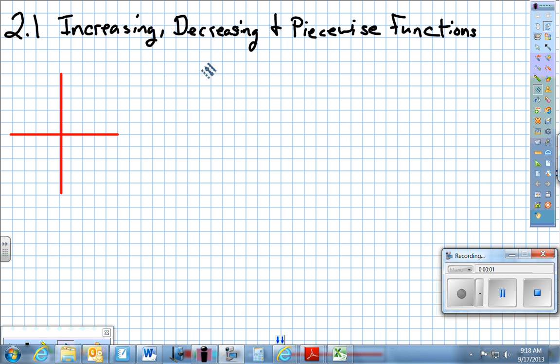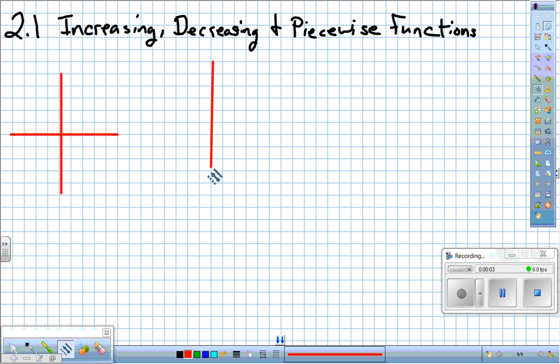2.1, increasing, decreasing, and piecewise functions. So we're just going to look at a few different graphs. They have a few graphs on page 158 where the section starts. And we can look at a graph of this thing.